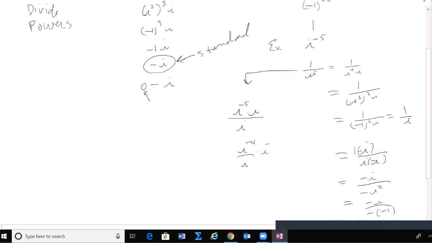Whoops. What happened to that? Okay. All right. So I'm still kind of stuck here with this negative here. This i to the -4 over an i. I still got to get rid of that negative. It's not going to go away.